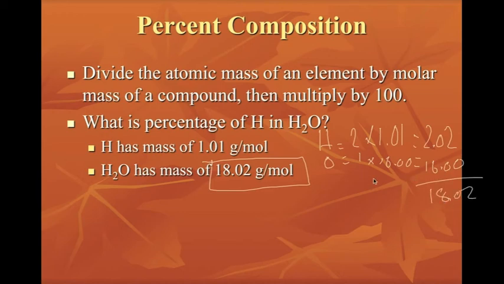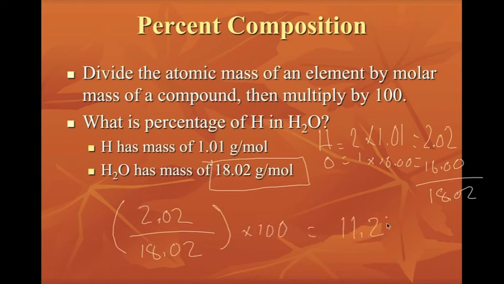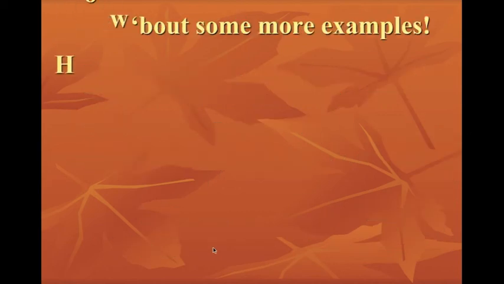So all we have to do to find the percentage of hydrogen in H2O is we take our 2.02, divide it by our whole, which is 18.02, and we multiply that entire thing by 100, and we will get a percentage of 11.21% of hydrogen in water. So all we did was we divided the part by the whole. Okay, so let's work in another example.